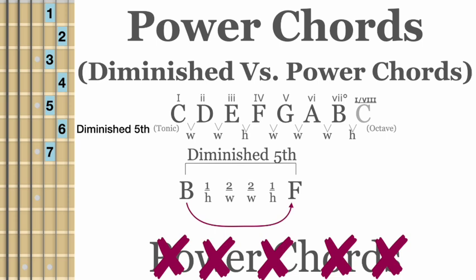So if you hear anybody say, oh, you can just use a power chord and just use a B or a B flat, they're probably referring to borrowed chords. We'll get more into that. If you want to ignore everything I just said, go for it. But again, going from B to F is a diminished fifth. It's not a power chord because it's not a perfect fifth.